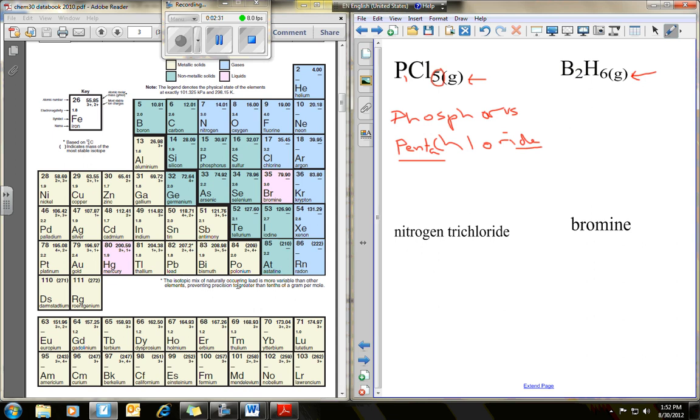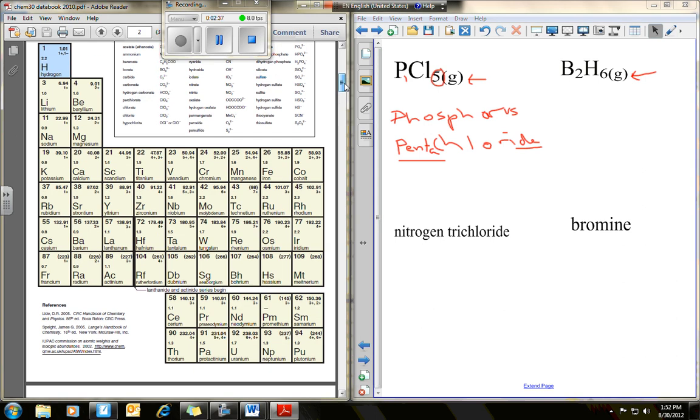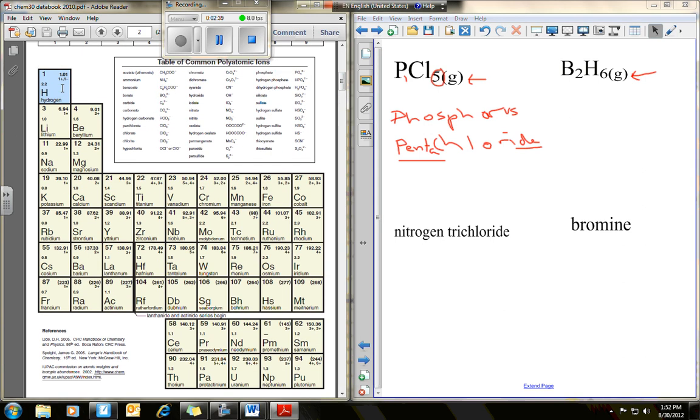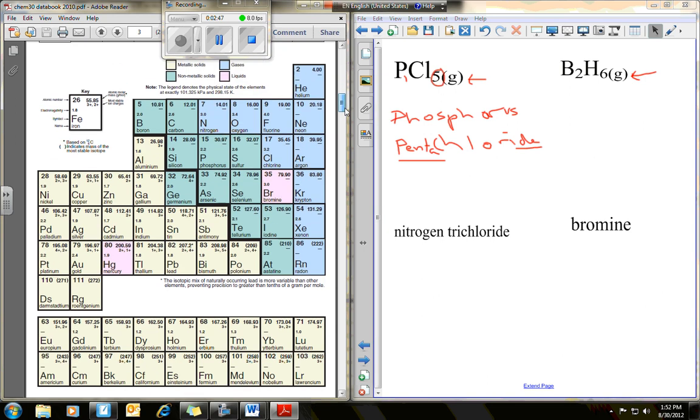H. H is kind of one of those tricky ones. It's actually found on the other side, right here, hydrogen. But hydrogen is a special element. It could be either a metal or a nonmetal. In this case, it's acting as a nonmetal, so it's going to have a negative charge, and it's sharing its electrons instead of giving its electrons away. So we have boron, we have hydrogen.